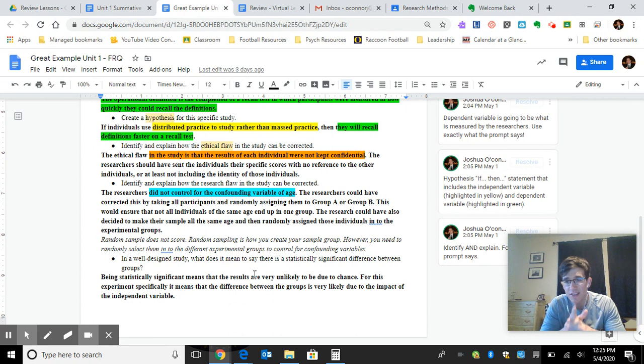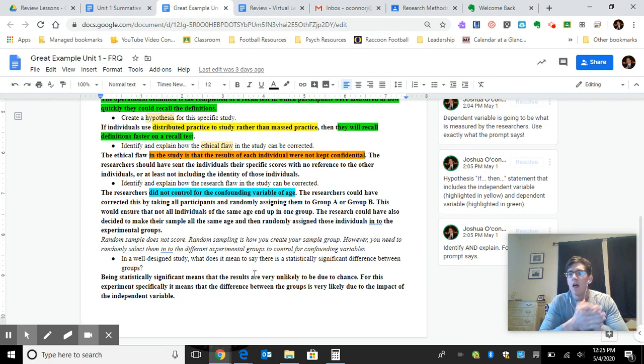Random sampling is not the same as random assignment. Random sampling is how you create your sample group. That's more important for surveys. If I did a survey for all Oconomowoc High School, I didn't want to send it to all 1,700. I could randomly sample 200 students, and it means I should get a representative sample. That's hard to do in experiments because you have to get informed consent and it's people who are willing. However, you want to use random assignment when you're putting your participants into the groups. That's a good way to control for confounding variables.